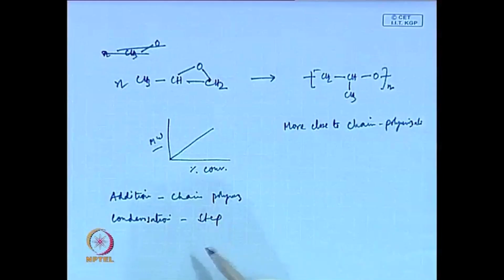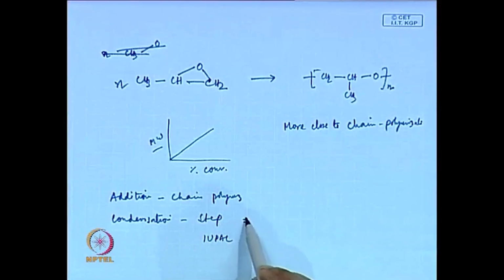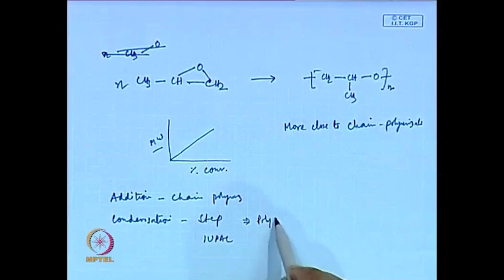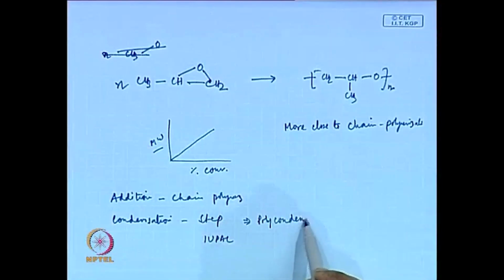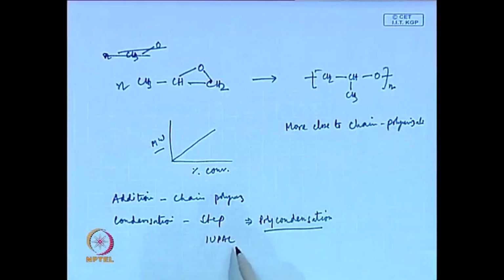Some IUPAC has suggested that this should be named polycondensation instead of step polymers or step growth polymerization, but step growth polymerization is a much broader nomenclature compared to a term like polycondensation, which is narrower.